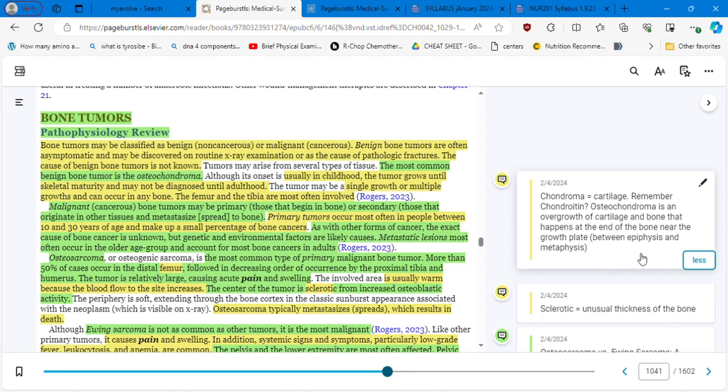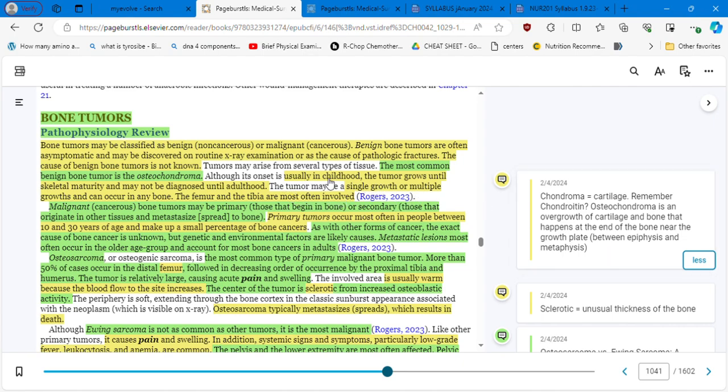between the epiphysis and metaphysis. So the long part of the bone is the diaphysis, and at the end of the bone we have the epiphysis. But before the epiphysis is the growth plate, and below the growth plate is the metaphysis. So in that part is where the new cartilage starts growing, and that is osteochondroma.